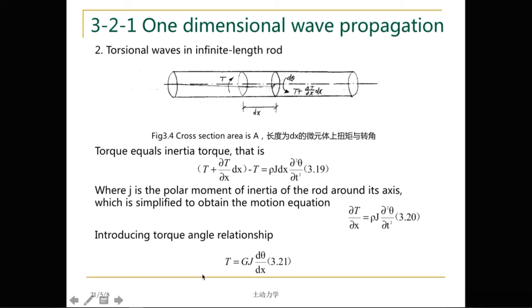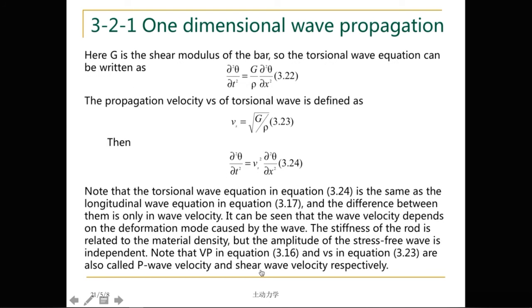Introducing the torque-angle relationship, T is equal to GJ times d theta over dx. Here, G is the shear modulus of the bar, so the torsional wave equation can be written as d squared theta over dt squared equal to G over rho times d squared theta over dx squared. The propagation velocity Vs of the torsional wave is defined as Vs equal to the square root of G over rho.